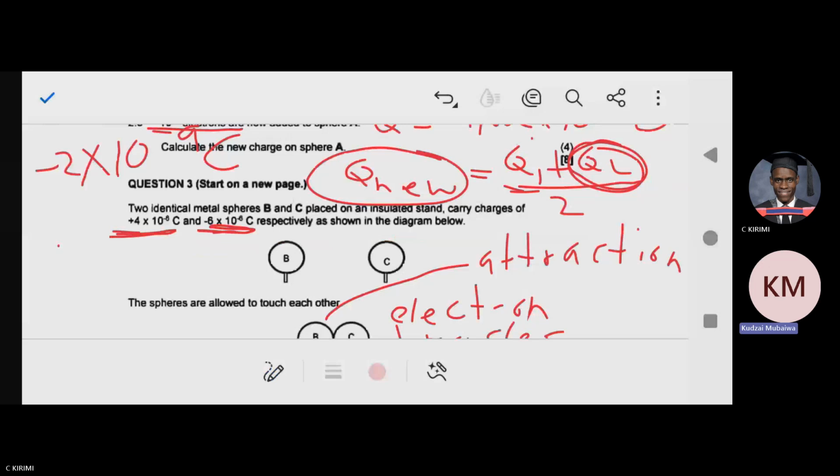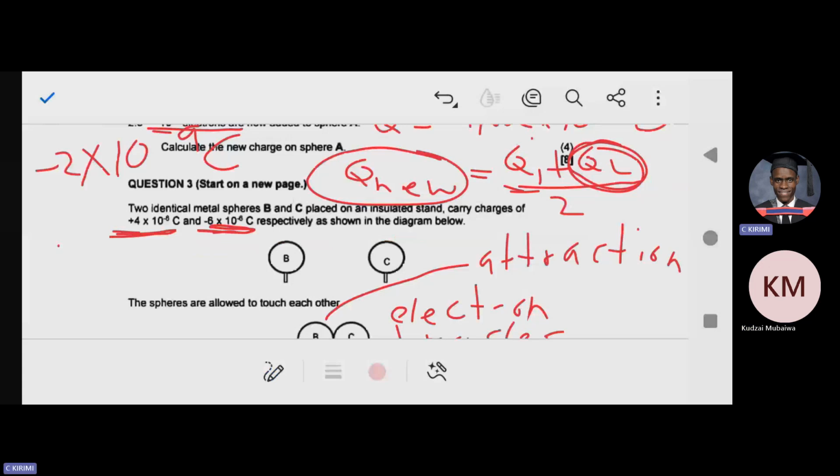Say I'm done. What did I get? I got -1 multiplied by 10 to the power of -6. Is that your Q1 plus Q2, or is it the Q new? Q1 plus Q2 over 2. Over 2? Yes, sir.